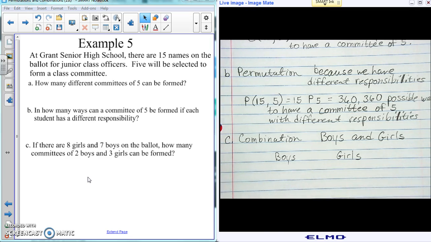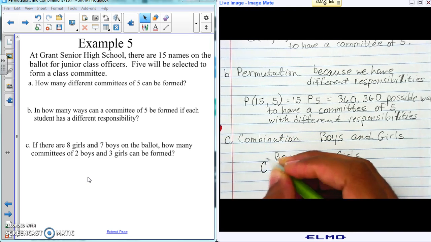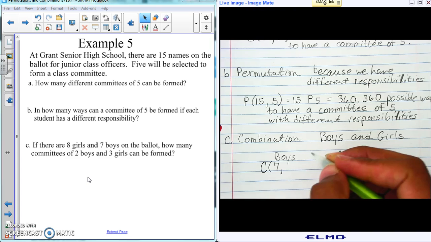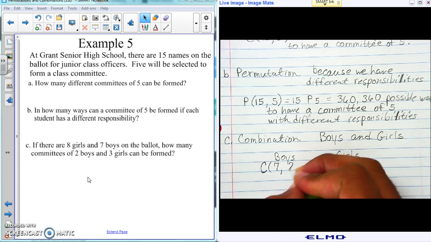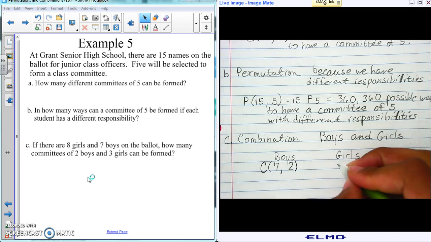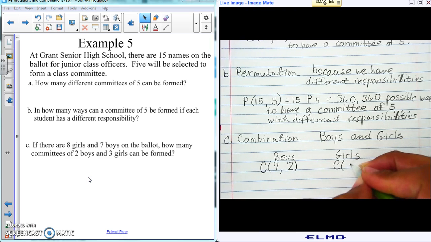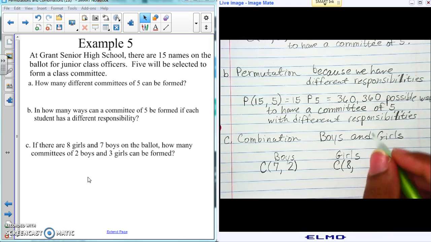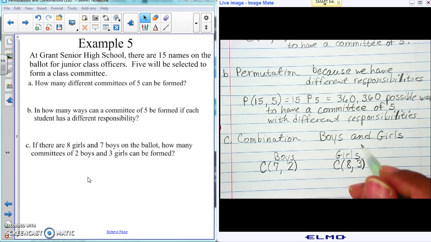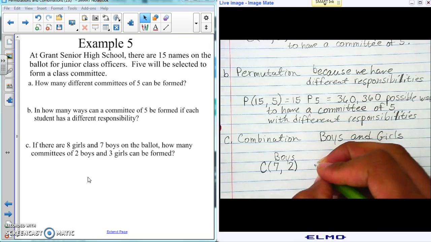All right, so for the boys, we know, again, combination. How many boys are there in all? 7 boys. And how many boys are we trying to get on the committee? We need 2 of the boys out of the 7 to be on the committee. Then for the girls, combination again. How many girls are there in all? There's 8 girls. And how many girls are we trying to get on the committee? 3. And because we're talking about the combination of boys with the combination of girls, we're always going to multiply. Always.